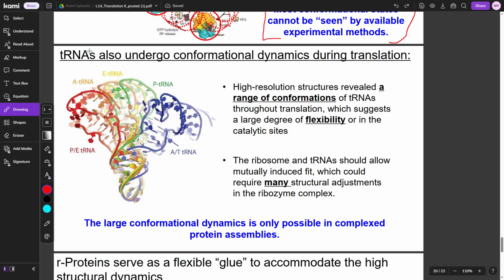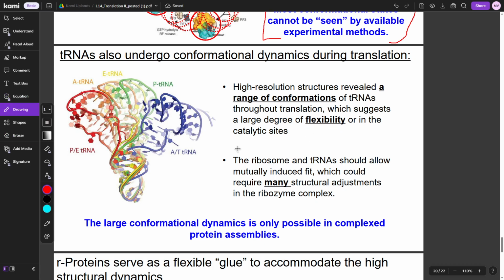This idea here about tRNAs undergoing conformational dynamics, all it's talking about is the tRNA also changes shape a little bit and conforms to the ribosome structure to allow itself to actually help with the docking of the tRNA itself, and then also the release of the amino acid on it. So there's a bunch of different tRNA structures, and it suggests a large degree of flexibility. So tRNAs are pretty flexible as well, and they can fit into the active site in many different ways.